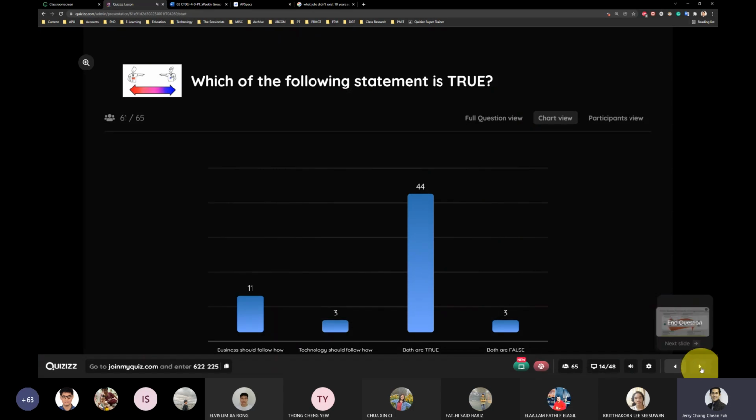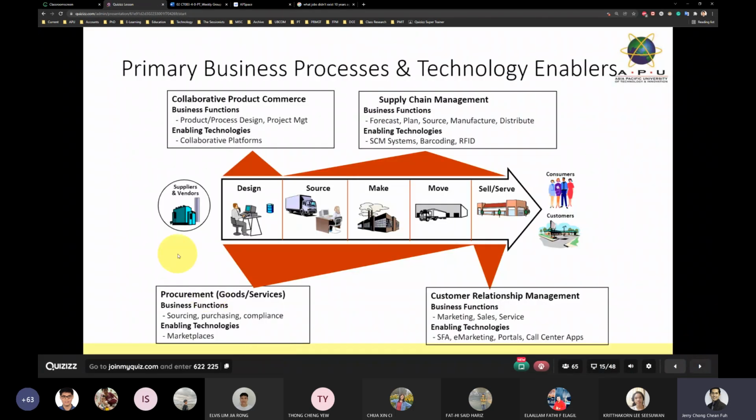All right, so when you look across a business, we are highlighting, for example, the supply chain management, which is basically what you see in the middle here, from the beginning of suppliers and vendors all the way through design, sourcing for materials, manufacturing, and then distribution because you have to move your items around, and then you sell or serve it because it can be a product or even a service.